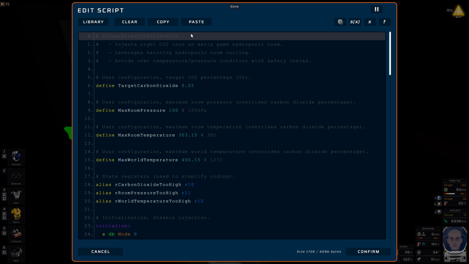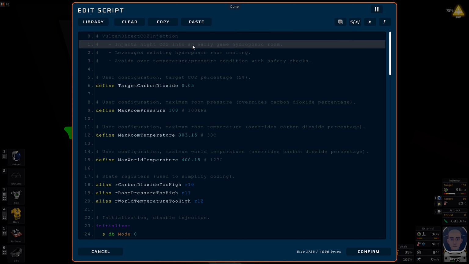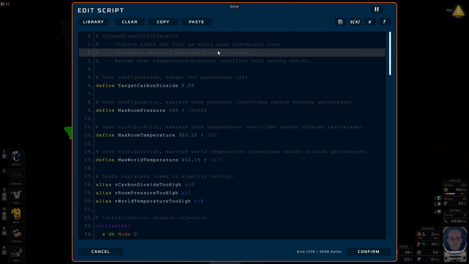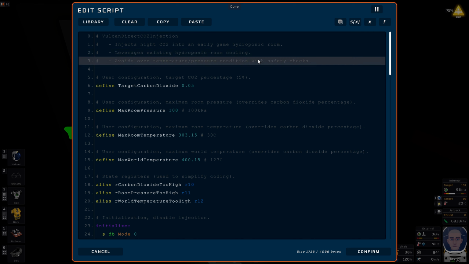So we have the name of the script. This is the Vulcan direct CO2 injection. It injects night CO2 into an early game hydroponic room. And what I mean by early game is that in a later game, you typically would have a large quantity of pre-cooled CO2 available, and that can be directly brought into a hydroponic environment or other uses without heating it up. This leverages the existing hydroponic room cooling because effectively we're putting in a pretty low volume, and it avoids over temperature pressure conditions with safety checks.